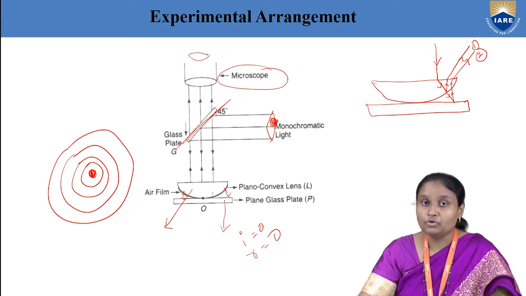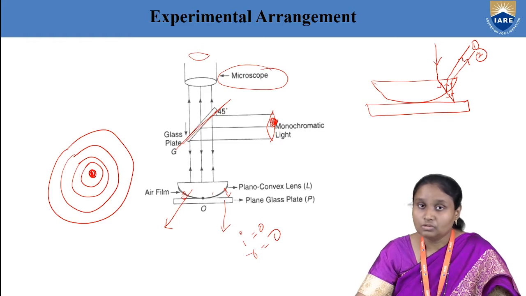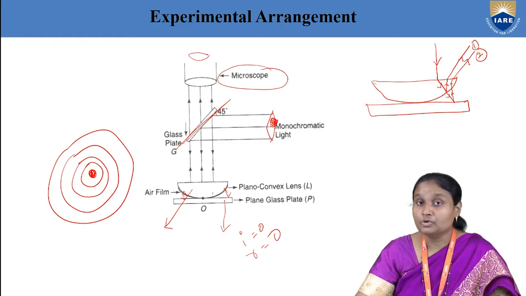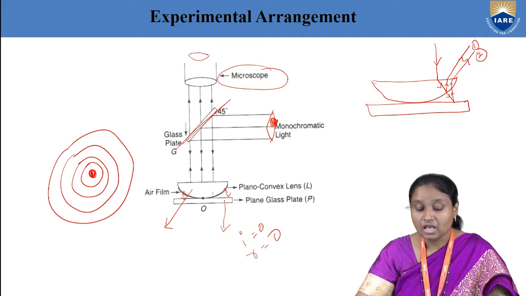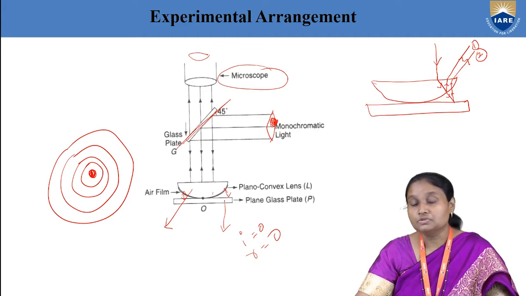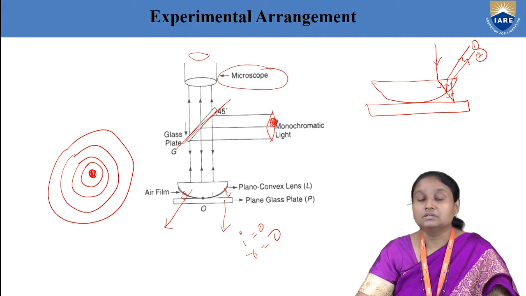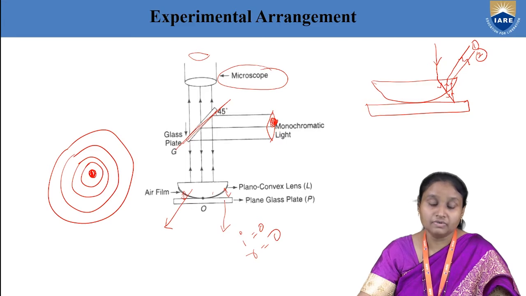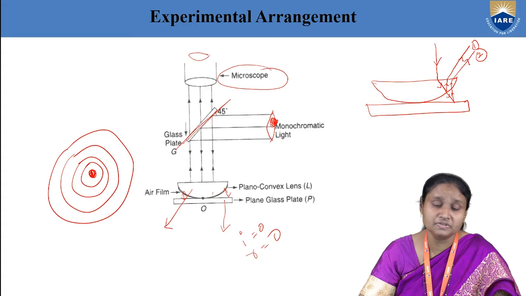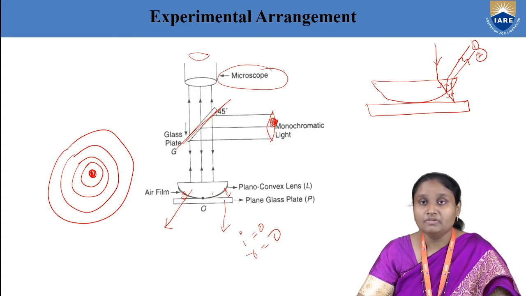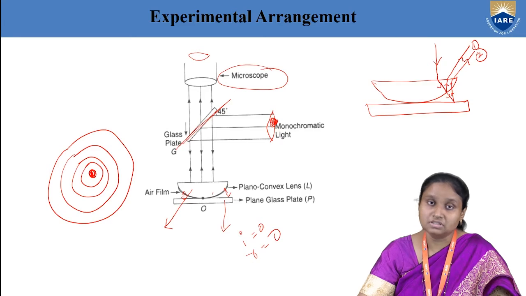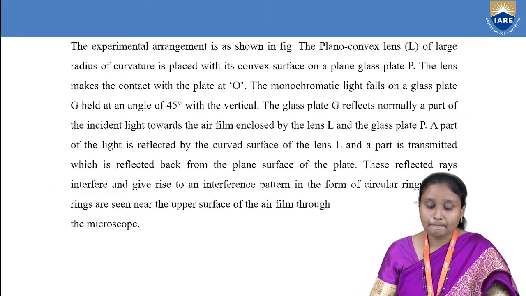And once we go for normal incidence, we collect all the light rays reflected from the top and bottom surface of the film. When we view through the microscope, we'll be able to see alternate circular bright and dark fringes. So these give rise to the formation of Newton's rings. So what is the main phenomenon of light observed here? Interference. Now we'll see what different parameters we can obtain from this Newton's rings experiment and how they are going to help us in application.